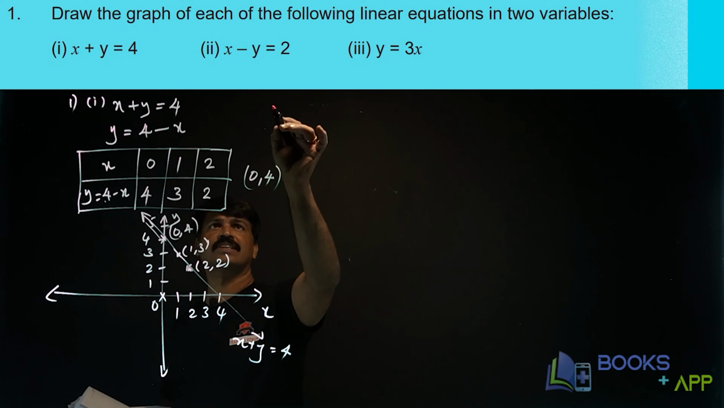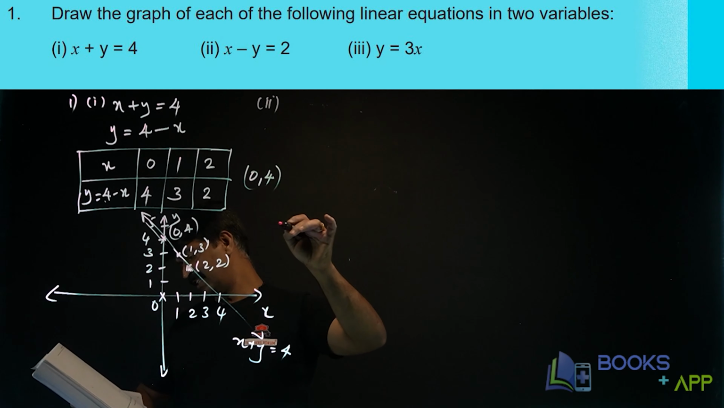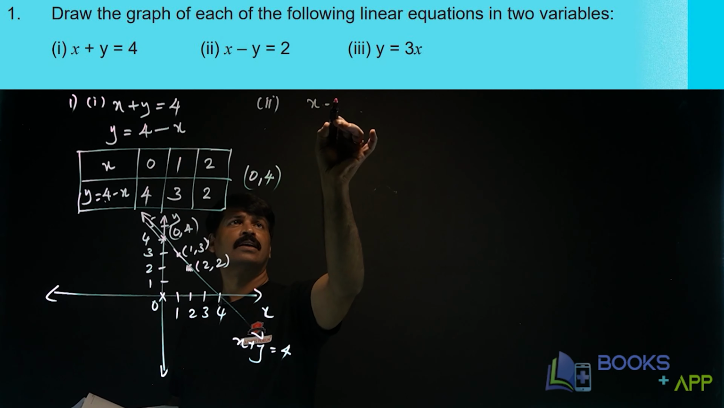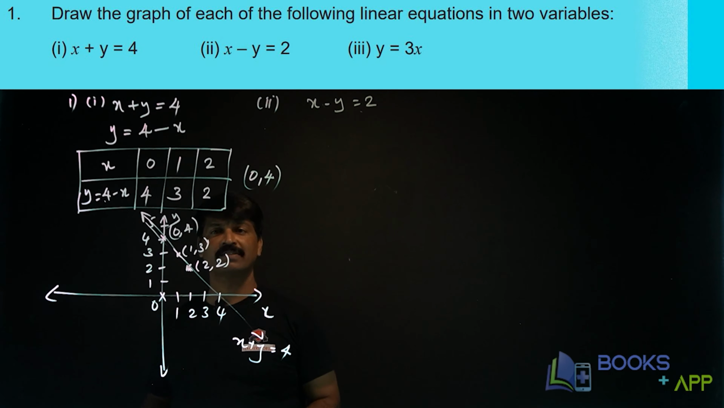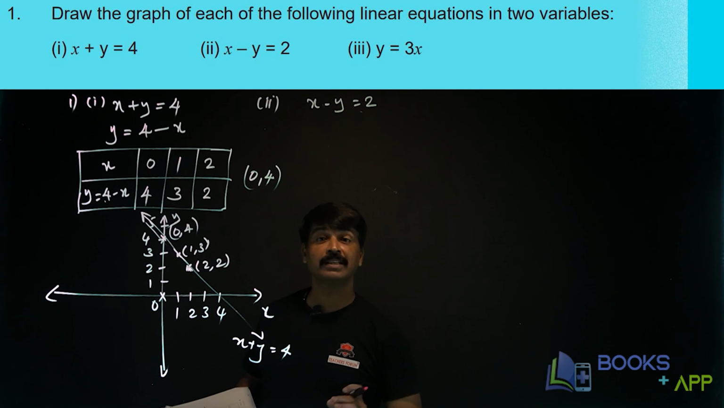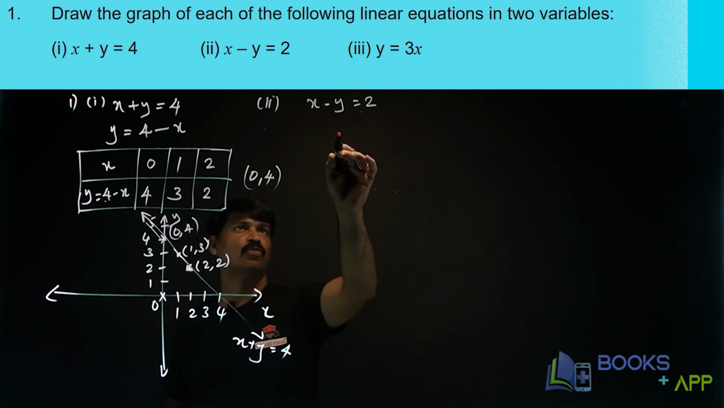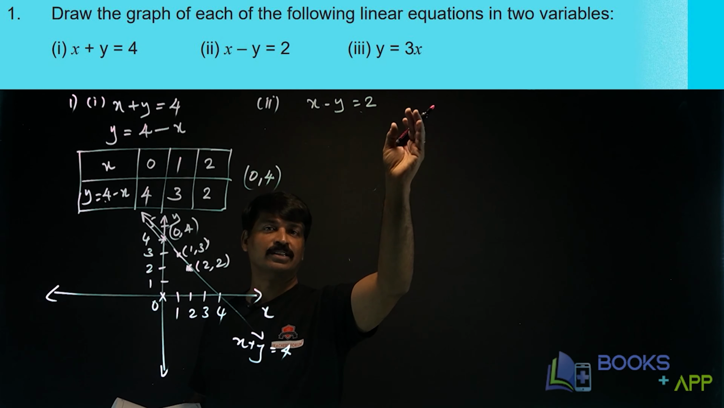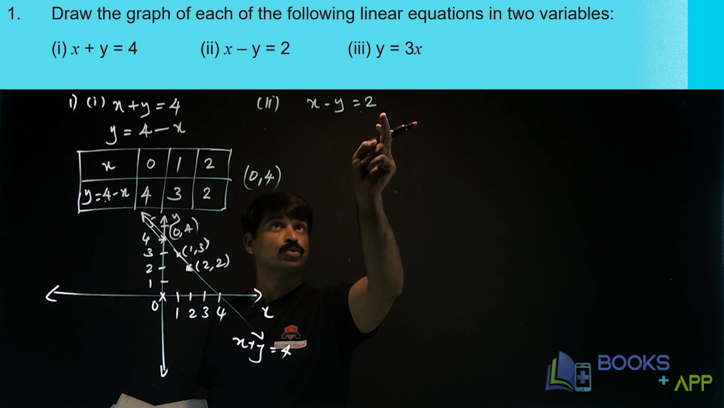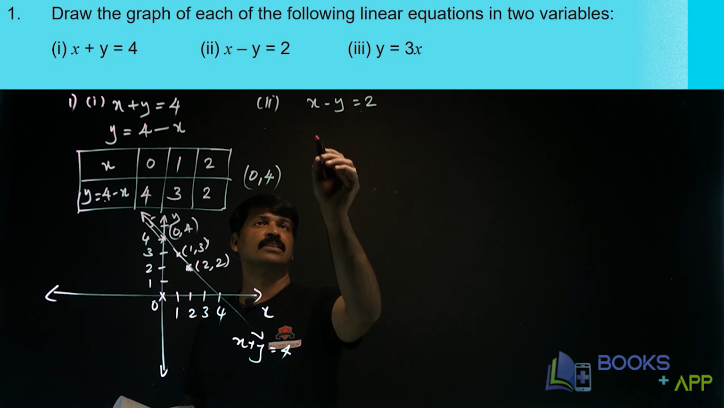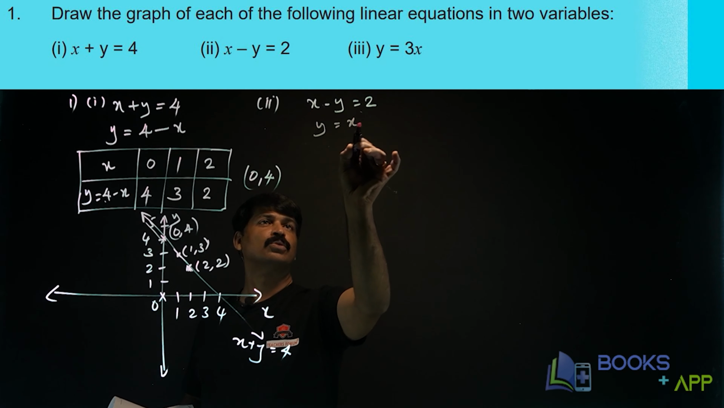Let us solve the second one. The second one is x minus y is equal to 2. What is the first step you have to do? Find the value of y. Take y to the other side, so it will become plus. Take 2 to the left side, so it becomes minus. So it becomes y is equal to x minus 2.